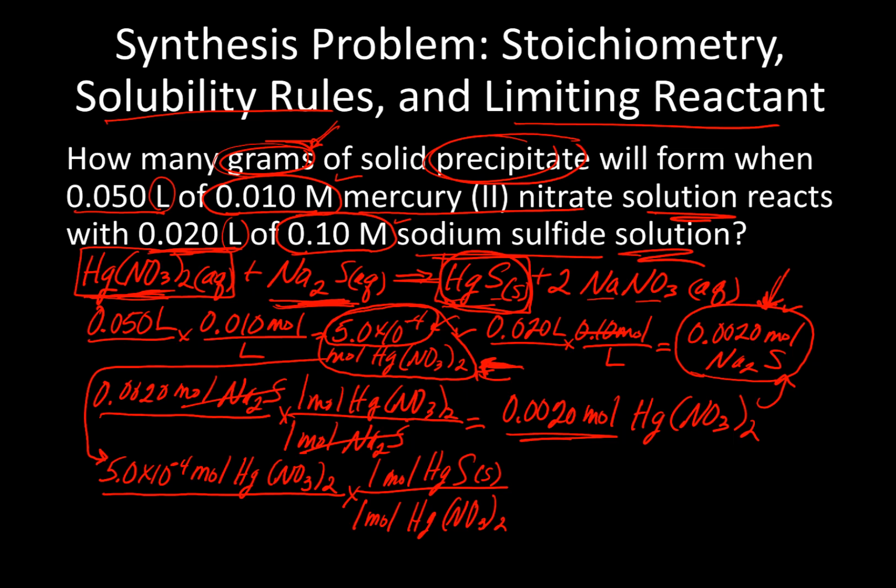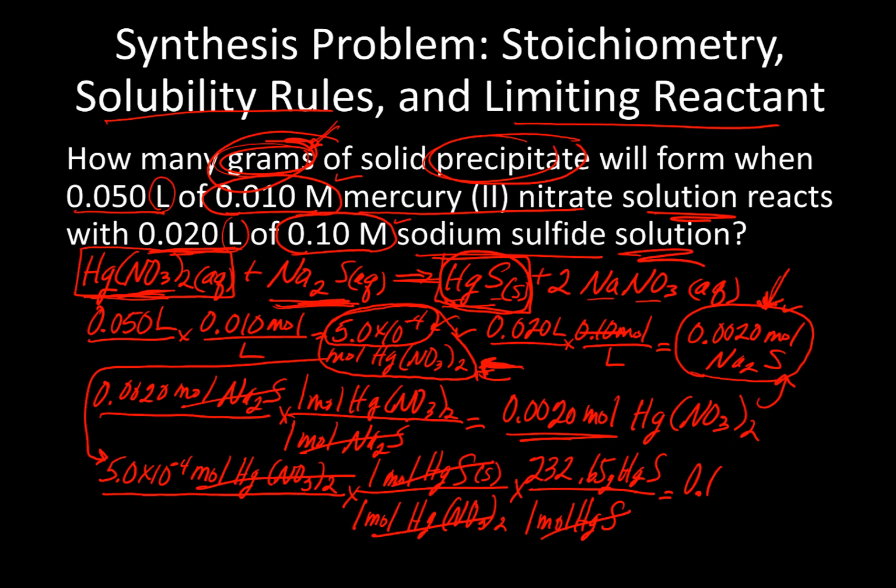This is your solid precipitate. And then you want to know grams. So I'm almost there. I just need to use the molar mass of mercury sulfide. So the molar mass of my mercury sulfide is 232.65. Mercury's pretty heavy. So I cancel out moles of mercury sulfide, moles of mercury nitrate. I want grams. That's grams of mercury sulfide. What I'm left with is 0.12 grams of mercury sulfide. So here's an example of a problem, that's your final answer, where you're combining a lot of the different concepts you've already learned.